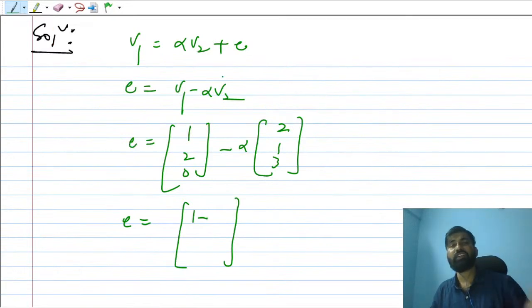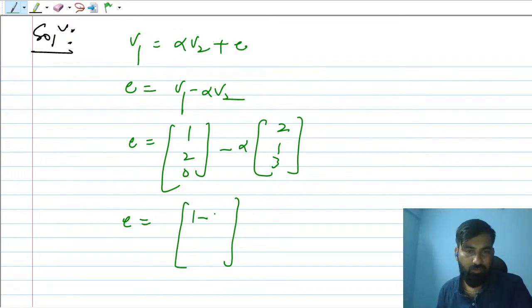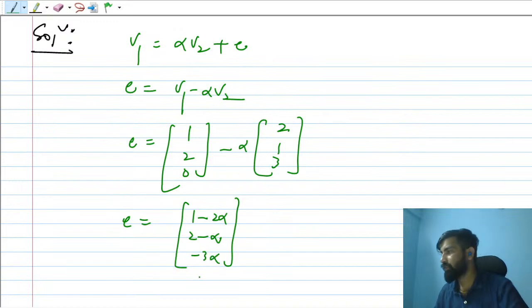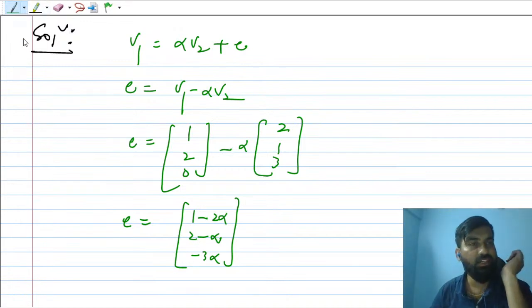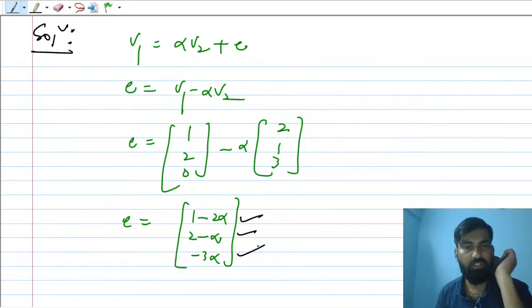So first of all, we can find the error. Error is nothing but v1 minus alpha times v2, and we can find the component. So 1 minus 2 alpha, 2 minus alpha, and 0 minus 3 alpha, I can say. Yeah, 1 minus 2 alpha, 2 minus alpha, minus 3 alpha, right? So we have been given an error vector, and it has 3 components basically, right? How many components are there? It has 3 components. You can see 1 component, 2 component, 3 component, right?